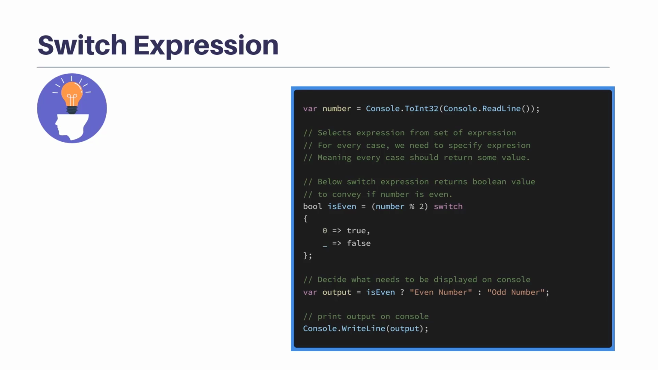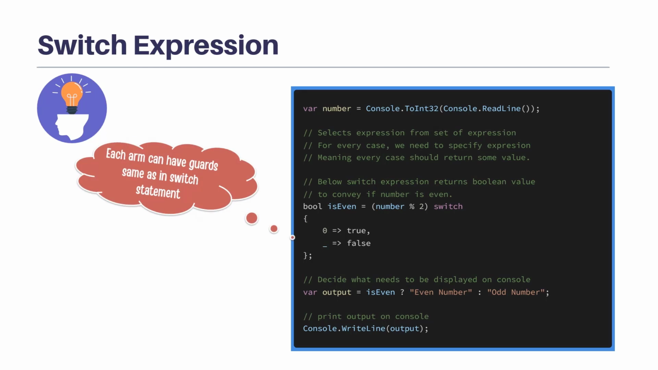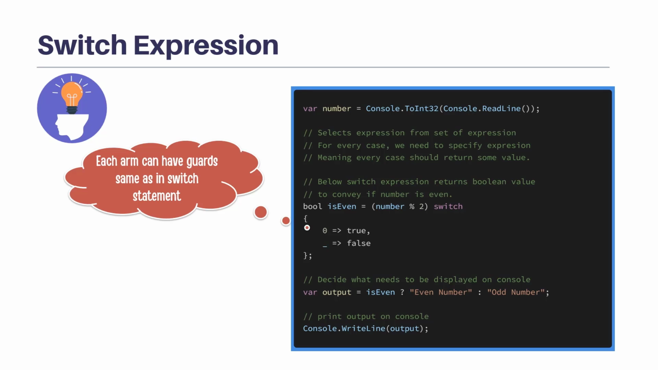A switch expression is also like a switch statement. It starts with the switch keyword. Instead of cases, a switch expression contains expression arms. The expression arms are separated by commas. Each expression arm may contain a guard. The syntax of a guard in a switch expression is the same as the syntax of guards in a switch statement. Each arm expression is supposed to evaluate to a value.